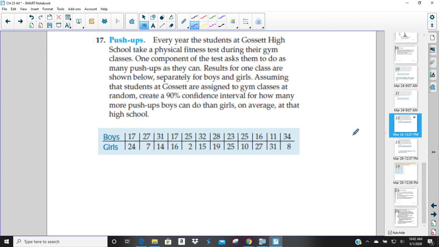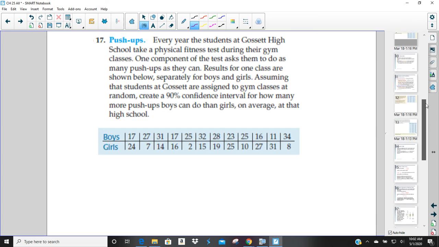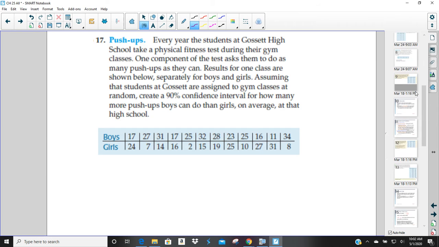So this would be a traditional, what we're seeing in front of us, the push-ups, a 2-sample t-test, or a 2-sample t-interval in this case, in this example. The other ones are where we're going to be doing paired t-intervals and paired t-tests.